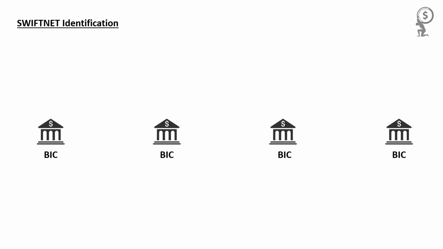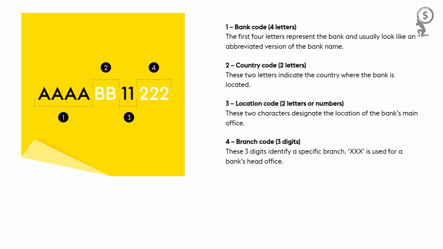The BIC stands for Business Identifier Code, not Bank Identifier Code. And it can act as a national ID for each bank and also for each branch. We will explain this in the coming example. Okay, so the BIC is divided into 4 parts.